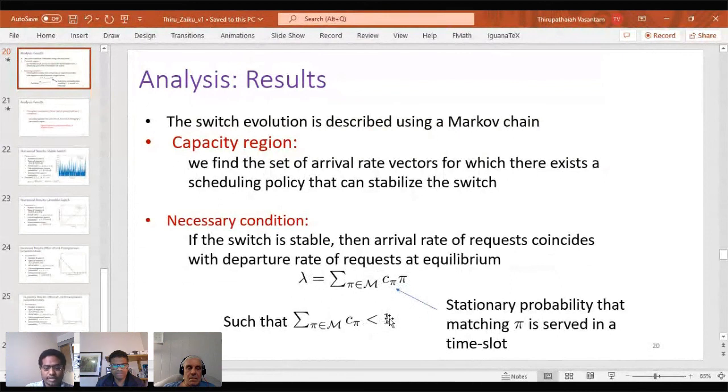If you have that, then the summation of these coefficients should be less than 1, because when there are no requests waiting in the queues, we will not have any departures. The probability of having no request waiting in the queue becomes non-zero when the switch is stable. So the summation of these coefficients should be strictly less than 1 in order to have stability of the switch under a policy. So this is the necessary condition.